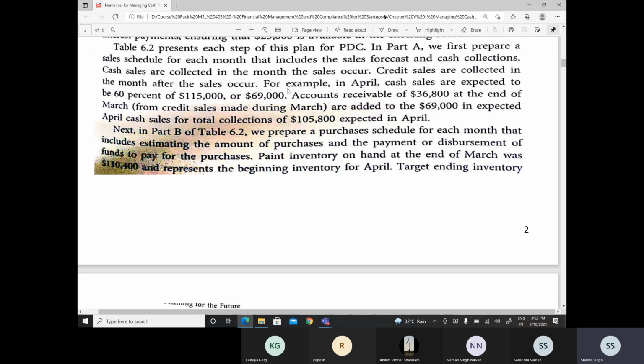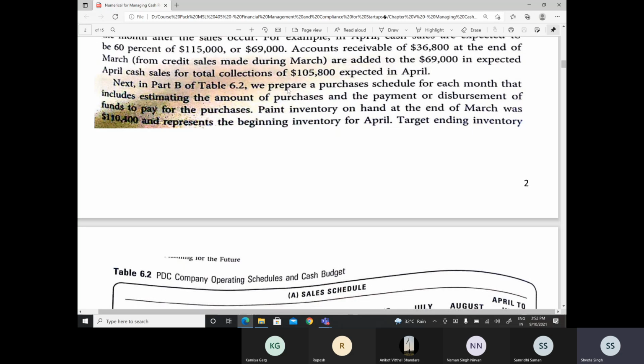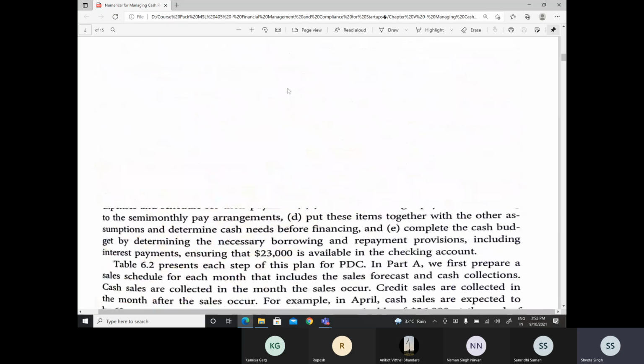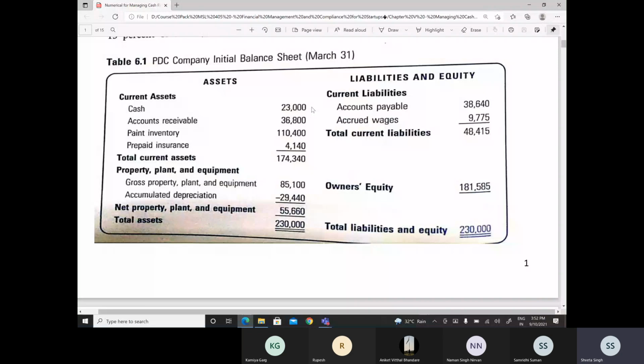$105,800 in April. Next, in part B of table 6.2, we prepare a purchases schedule for each month that includes estimating the amount of purchases and the payment or disbursement of funds to pay for the purchases. Okay. So before I show you 6.2, let us just glance through table 6.1. This is how the PDC's initial balance sheet looks on 31st of March. You can see that they want an opening balance or closing balance of cash of 23,000.